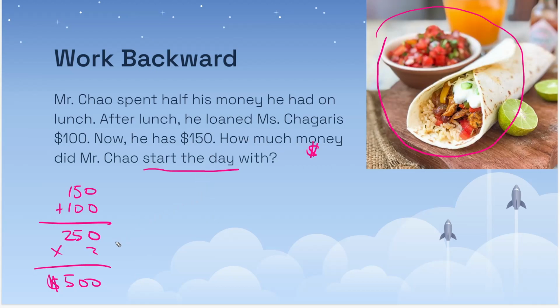Then he spent half of it on lunch. Then he gave 100 to Miss Shigaris, where he lent her that much. And now he has 100. This is the end of the situation.